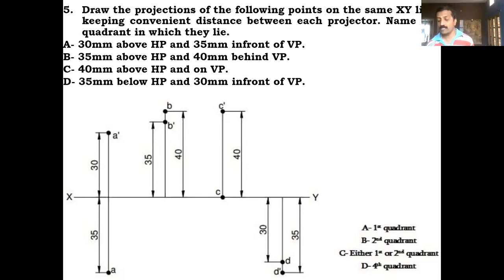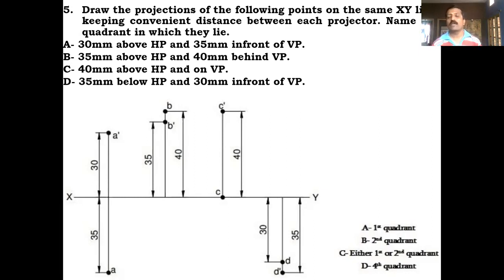First let me take up the first point. He says point A is 30 millimeter above HP and 35 millimeter in front of VP. So once again you read it: it's above HP and in front of VP. Which quadrant does it come in? It comes in the first quadrant. Above HP and in front of VP, so the point A is in the first quadrant.